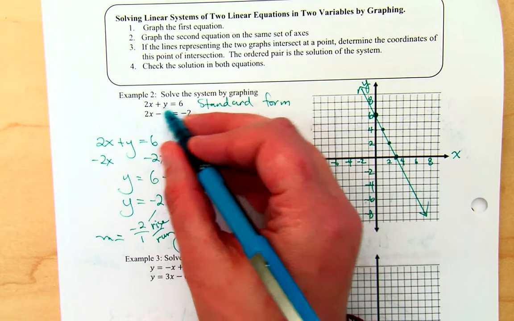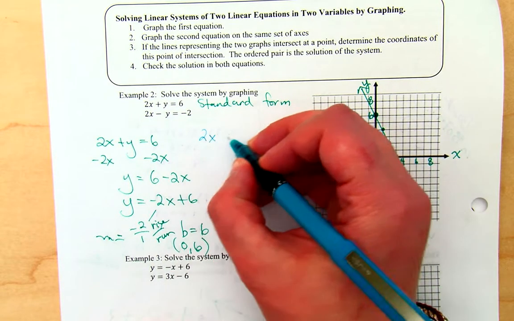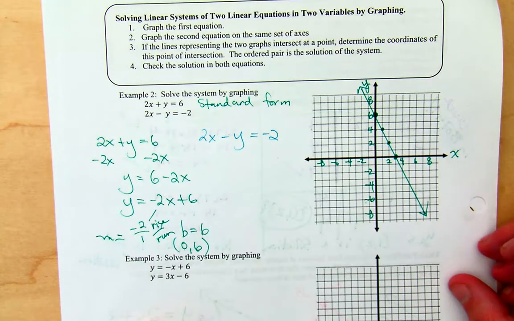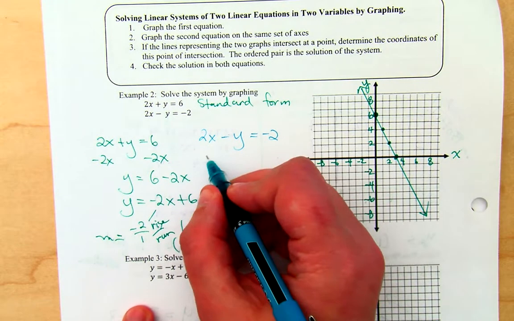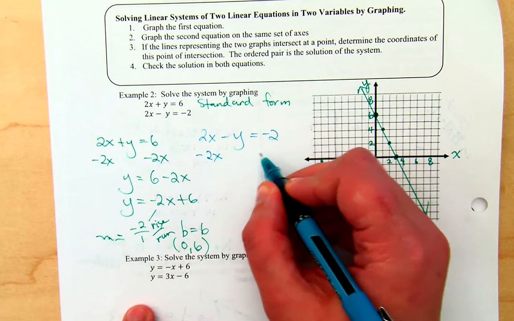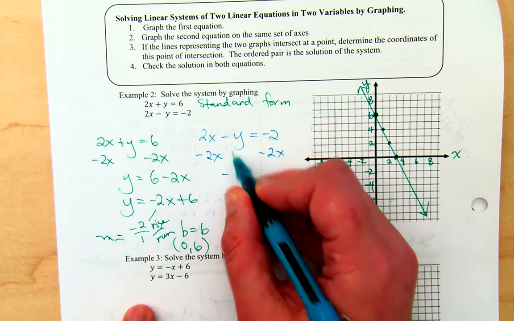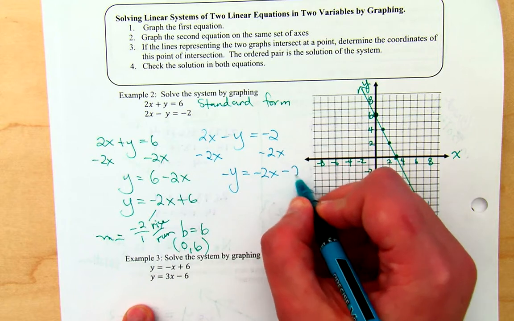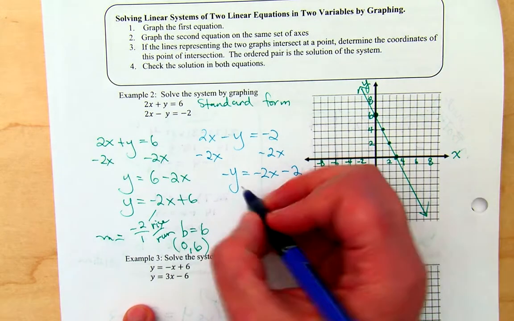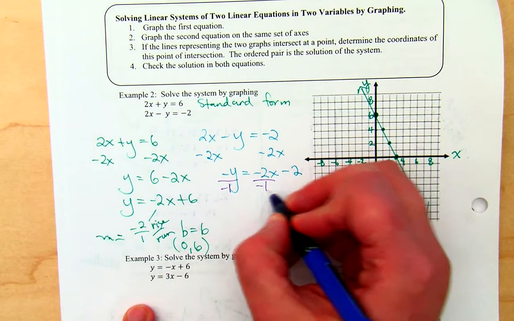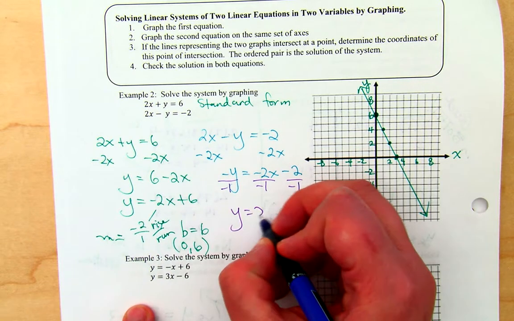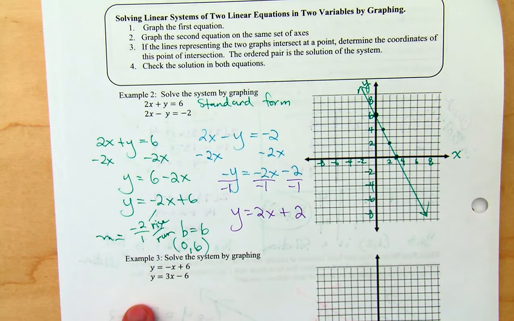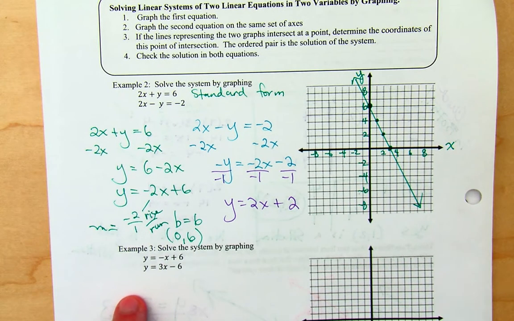How do we get this equation into slope y-intercept form? What would you do first? I like it. Subtract 2x from both sides. Now don't forget that negative. Negative y equals negative 2x minus 2. Divide by negative 1, because y is not exactly by itself. y equals 2x plus 2. Am I right so far? I can make mistakes too.